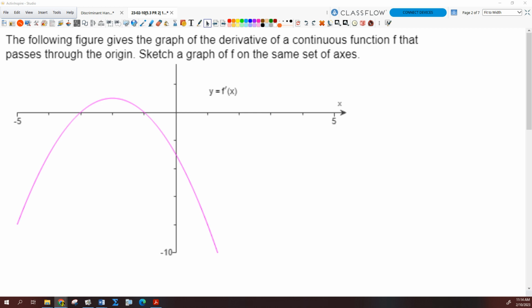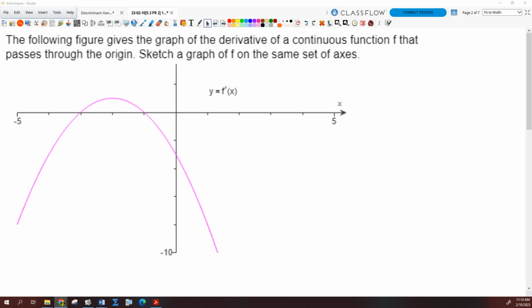So this is the derivative. Sketch a graph of f on the same set of axes. Okay, so you have to think about this kind of like in terms of the table, right? Where would the critical numbers be? -1 and -3. How come?